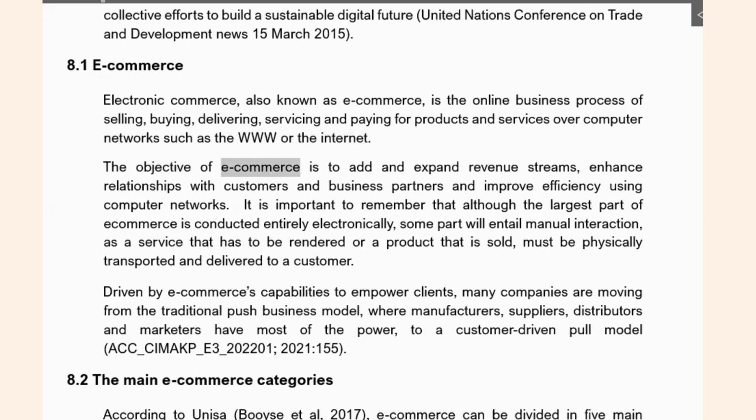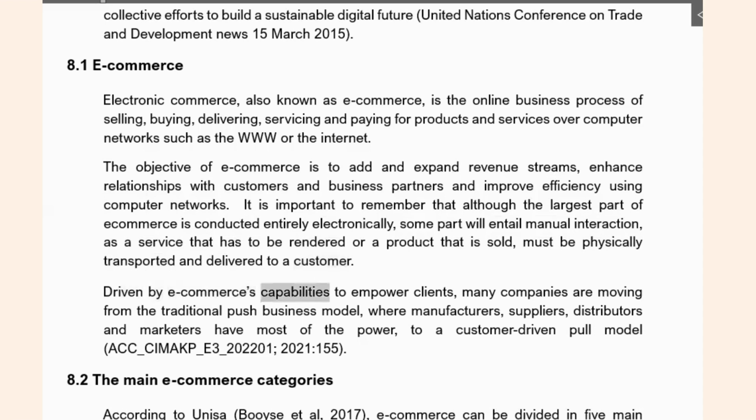The objective of e-commerce is to add and expand revenue streams, enhance relationships with customers and business partners, and improve efficiency using computer networks. It is important to remember that although the largest part of e-commerce is conducted entirely electronically, some part will entail manual interaction, as a service that has to be rendered or a product that is sold must be physically transported and delivered to a customer.